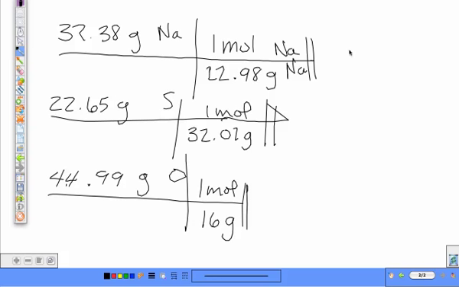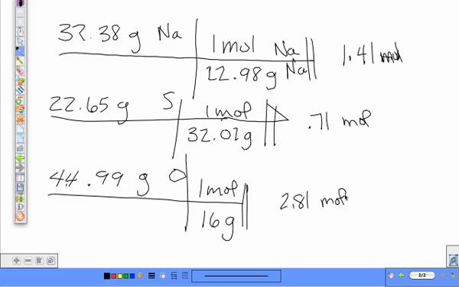Okay, so what's the first one? It's 1.41. How about the next one? You divide, right? Yep, you divide. 0.71. 2.81. Good. So there's our moles of all the elements.